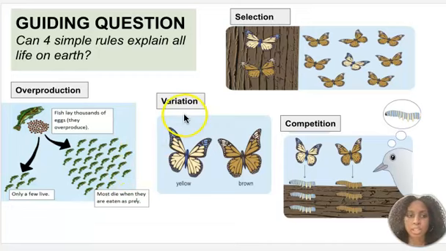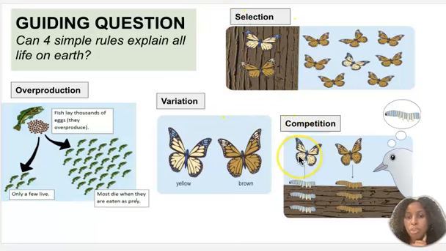And I already told you of this keyword, variation. In this case, the variation is they're both butterflies, but they have different colors. By having the different colors, the butterflies have a better chance at surviving if the environment changes. Then we have here selection. With selection, it could be that in this environment where there is a darker tree branch, these types of butterflies have a better chance of survival.